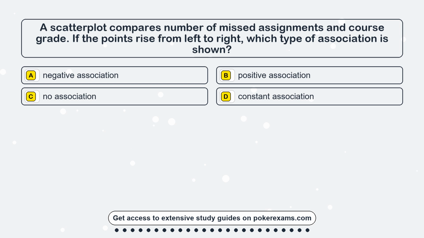Question 25. A scatter plot compares number of missed assignments and course grade. If the points rise from left to right, which type of association is shown? Option A negative association. Option B positive association. Option C no association. Option D constant association.